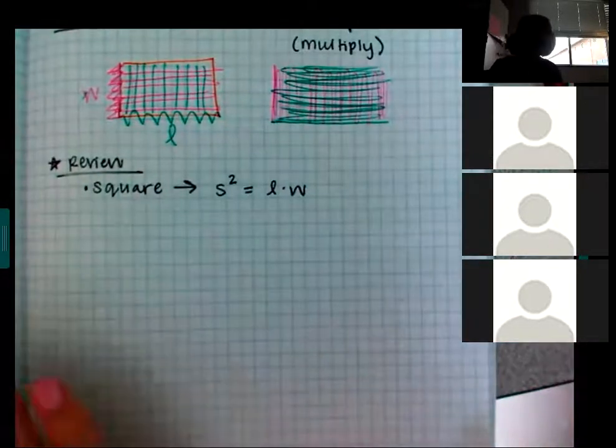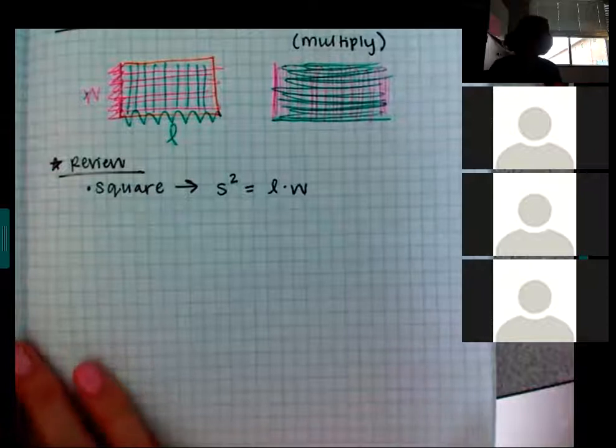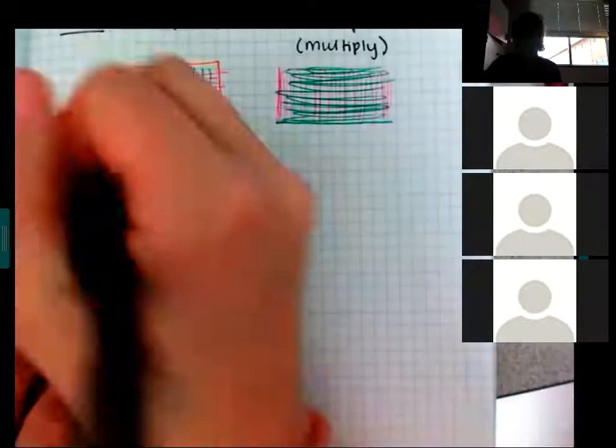Can I do what, Benny? Yes, I would write this part down. Definitely write this part down.